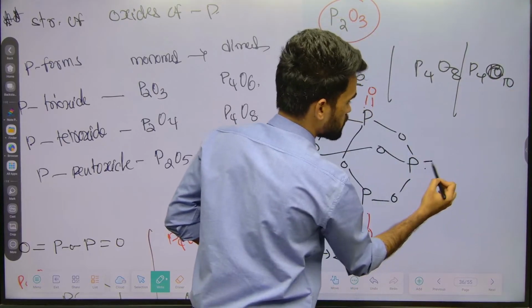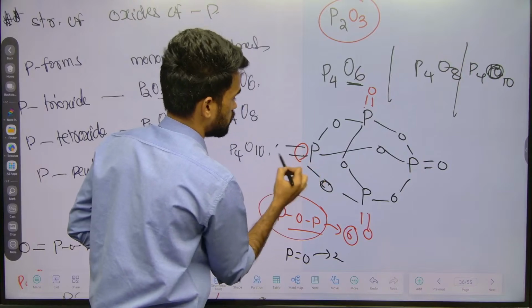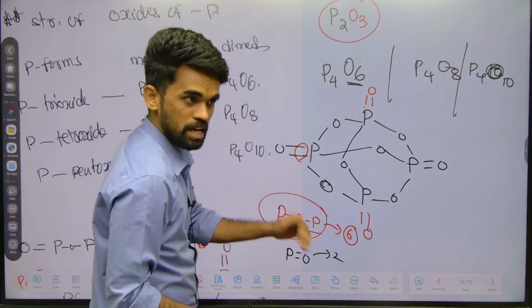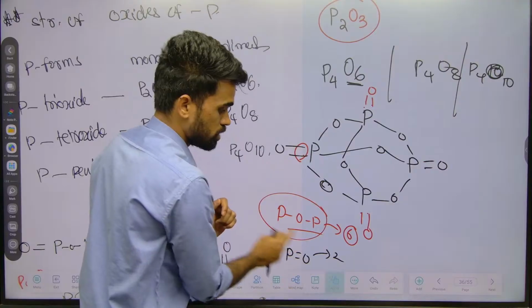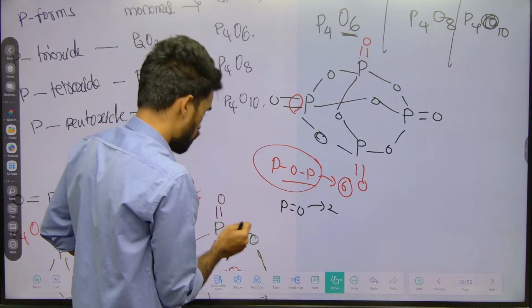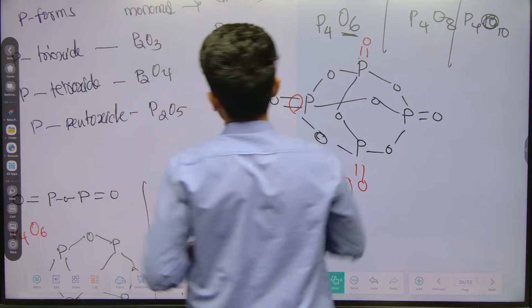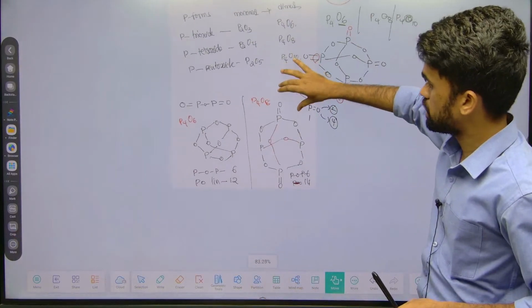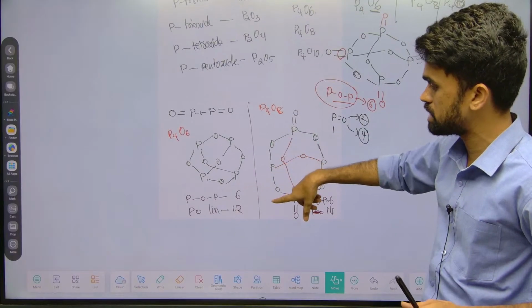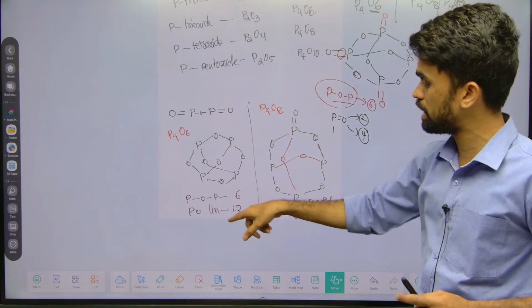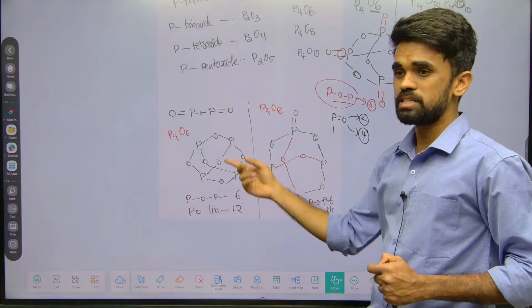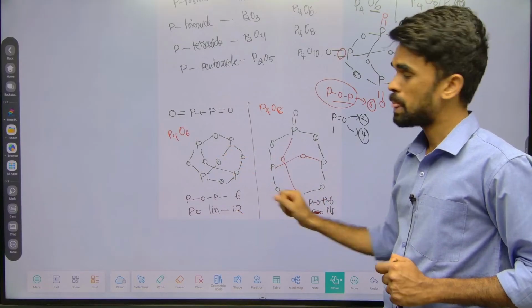Now you put one oxygen here and another one here. POP bonds again the same, but what is changed? P double bond O. How many are there? 4. That's it. Remember it like this. These are the oxides I told you about. POP bond 6, PO linkages. How many PO linkages if I ask? 6 means 6 into 2 becomes 12. Okay? Right.